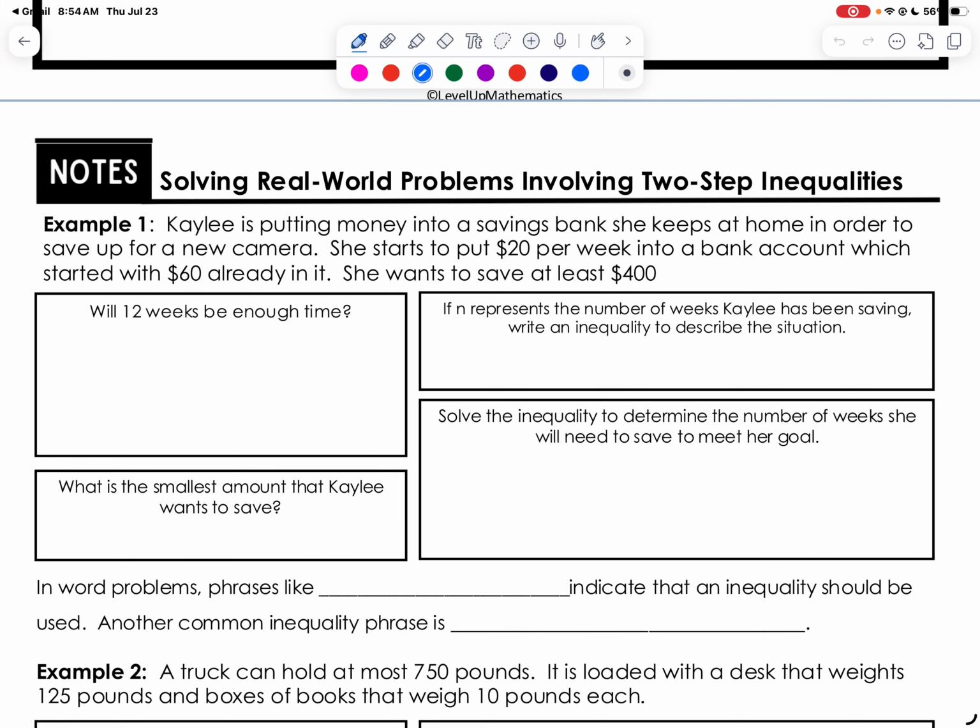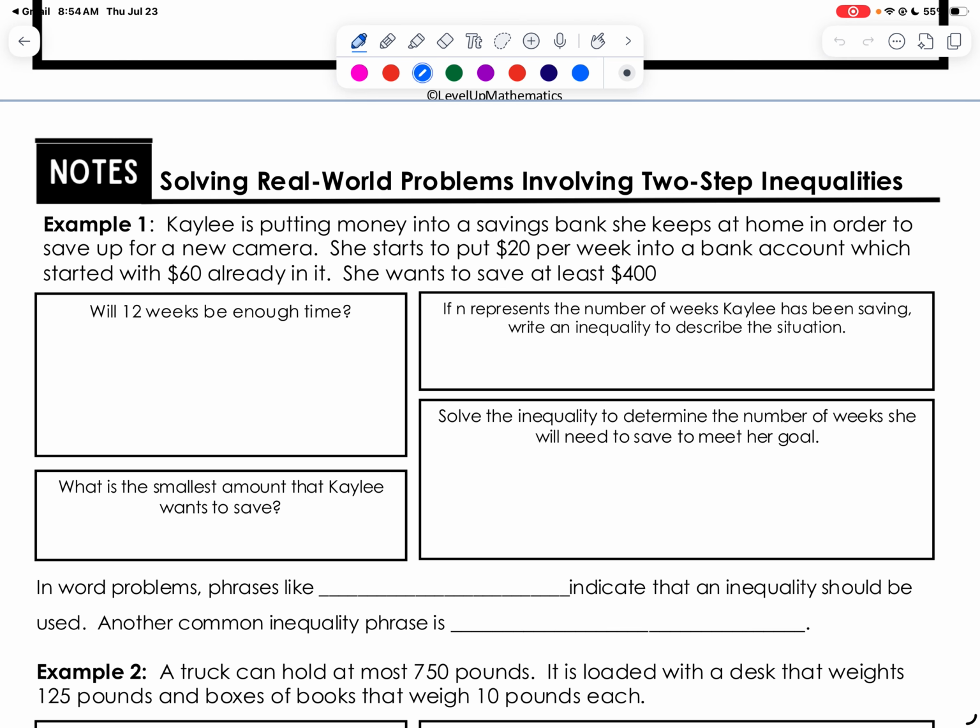In today's lesson, we will be solving real-world problems involving two-step inequalities. Let's start with an example. Kaylee is putting money into a savings bank she keeps at home in order to save up for a new camera. She starts to put $20 per week into a bank account, which started with $60 already in it. She wants to save at least $400.